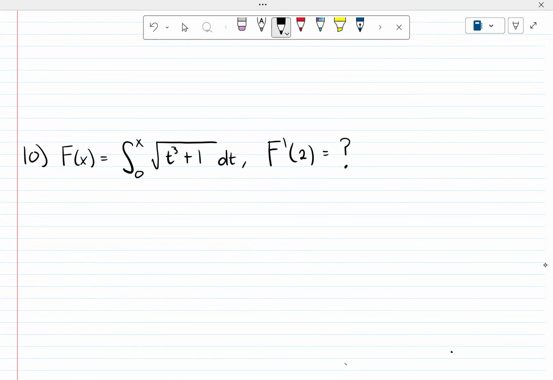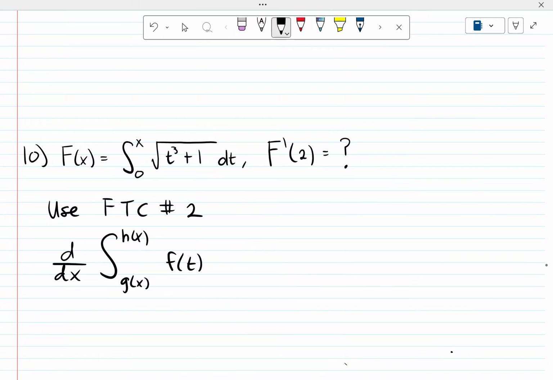So how would we do this? We would have to use the fundamental theorem of calculus number 2. So basically, you're going to use d/dx of the integral from g of x to h of x of f of t dt.